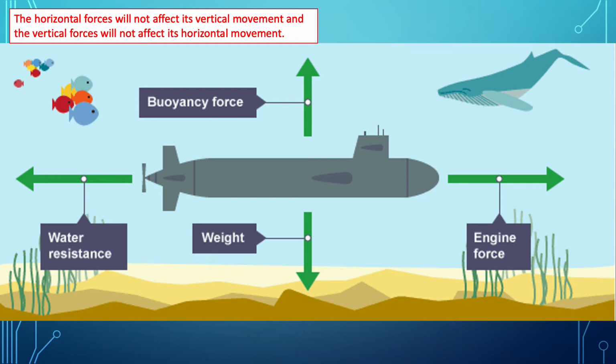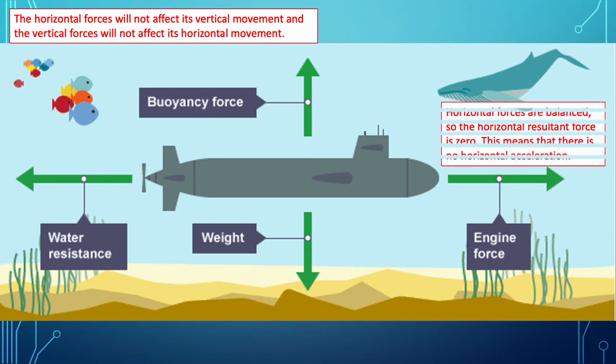So in this case, for the submarine, the engine is what's driving it forward, right? So the engine driving it forward will never impact how it sinks or how it rises. That's a completely different function in submarines. And likewise, the component of a submarine that controls whether it rises or falls in the ocean will not affect whether it goes left or right or front or back. Okay?